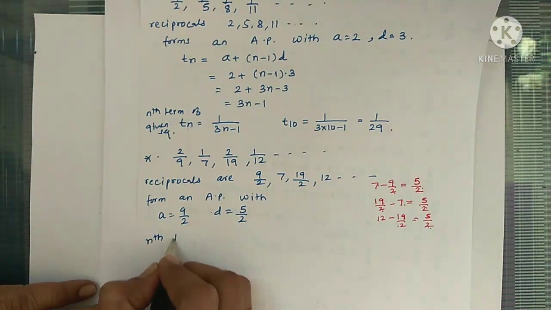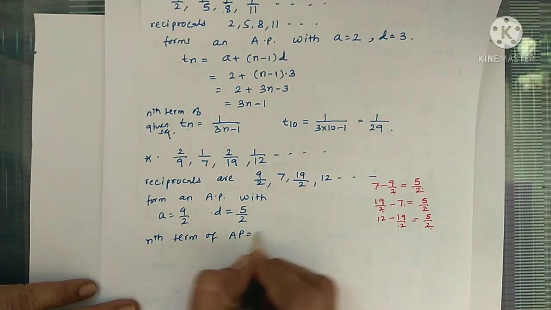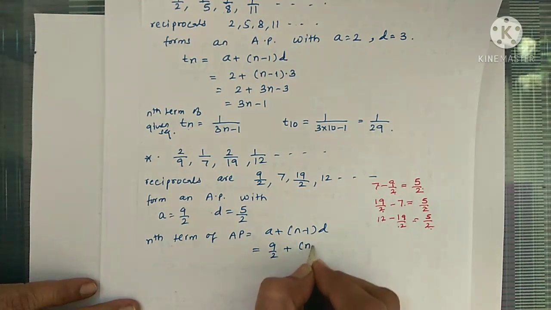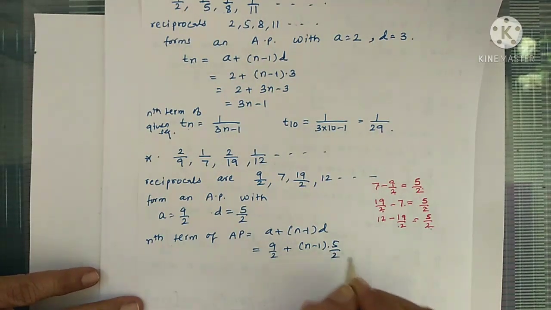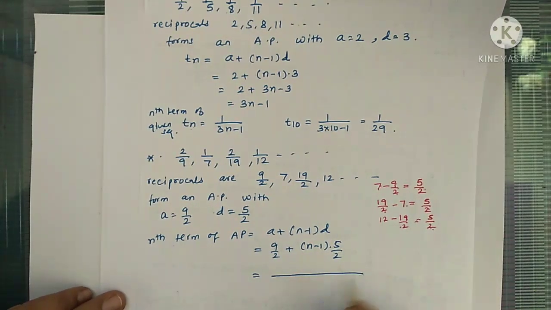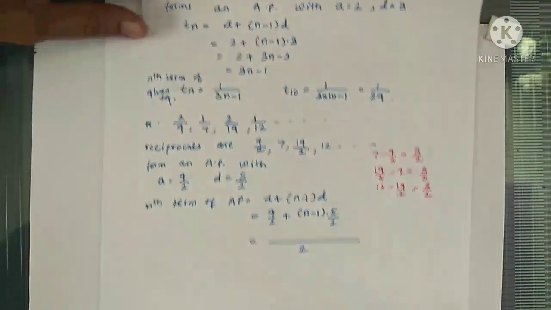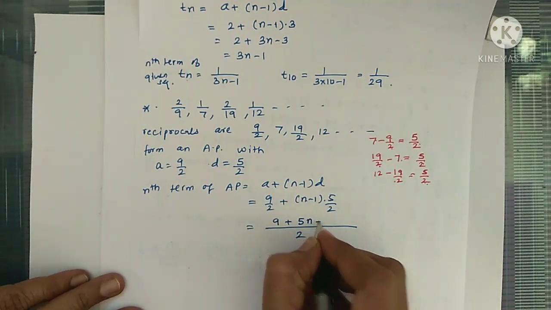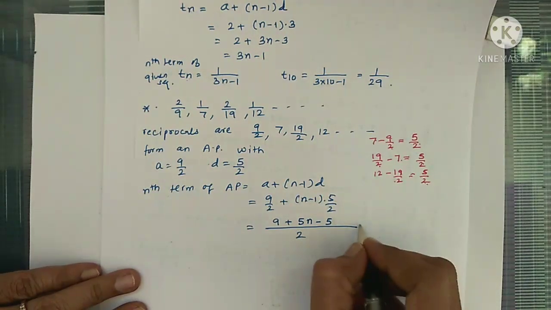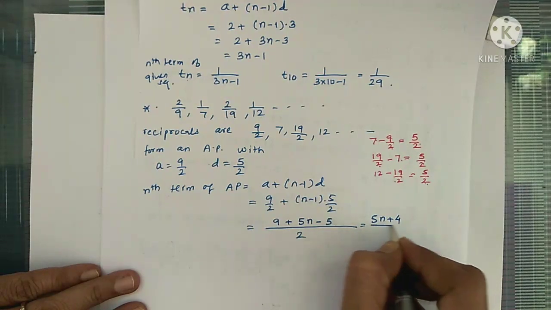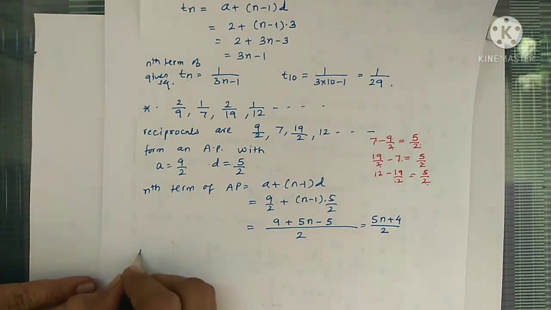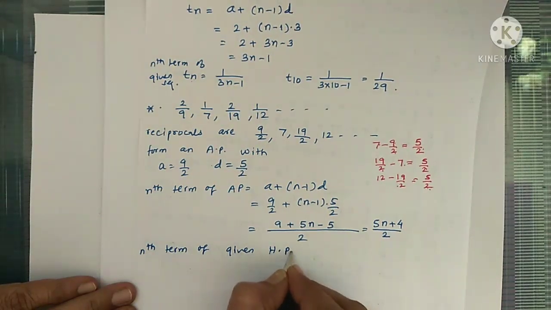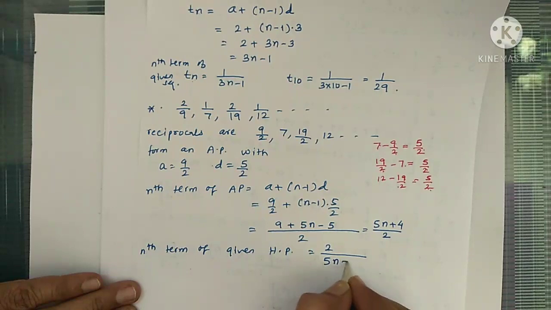So the nth term of the AP equals A plus n minus 1 into D, that is 9 by 2 plus n minus 1 into 5 by 2. Both terms have a denominator of 2, so let's write only one denominator. Here the numerator is 9 plus 5 into n minus 1, which becomes 5n minus 5. So that is 5n plus 4 upon 2. This is the nth term of the AP. So the nth term of the given HP is the reciprocal of this, that is 2 upon 5n plus 4.